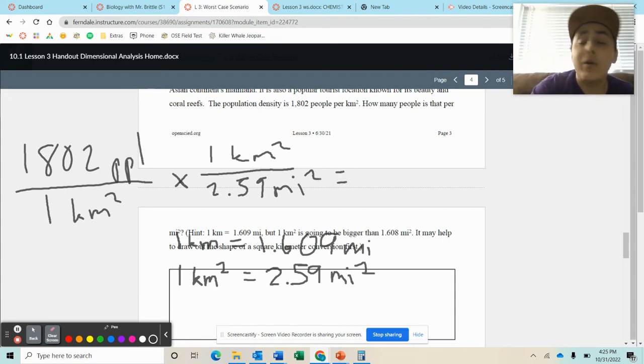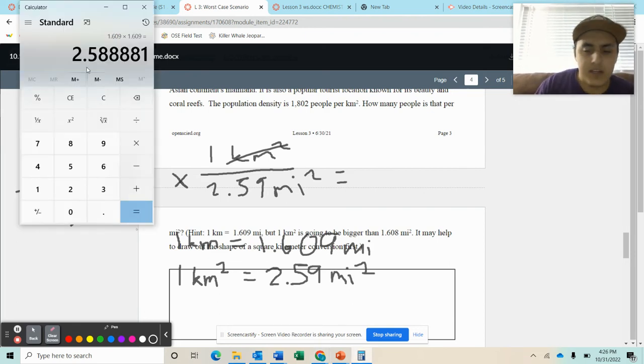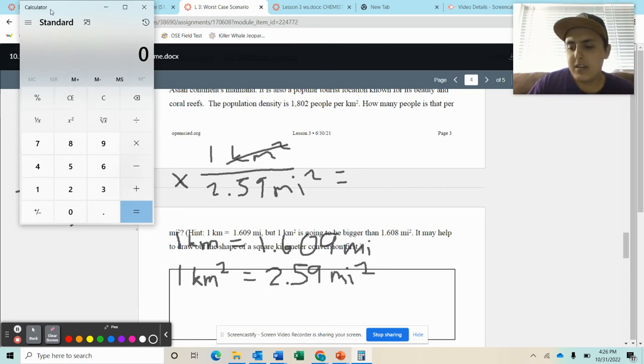So what we're trying to get is people per square mile. So what we can do to know that we're done is cancel out kilometers squared. Oh, look, and we've got people on top, square miles on the bottom. So if we were to do all of this, 1802 divided by 2.59, that is equal to roughly 696 people per square mile.